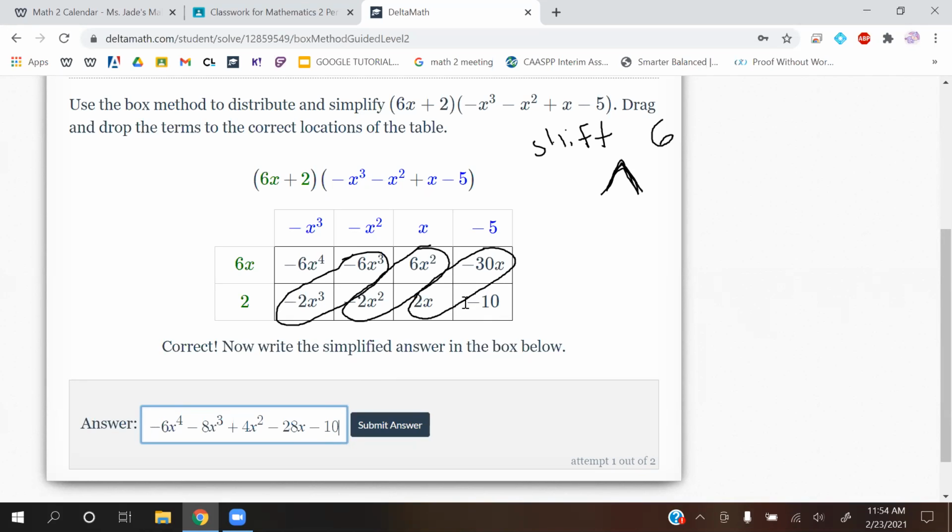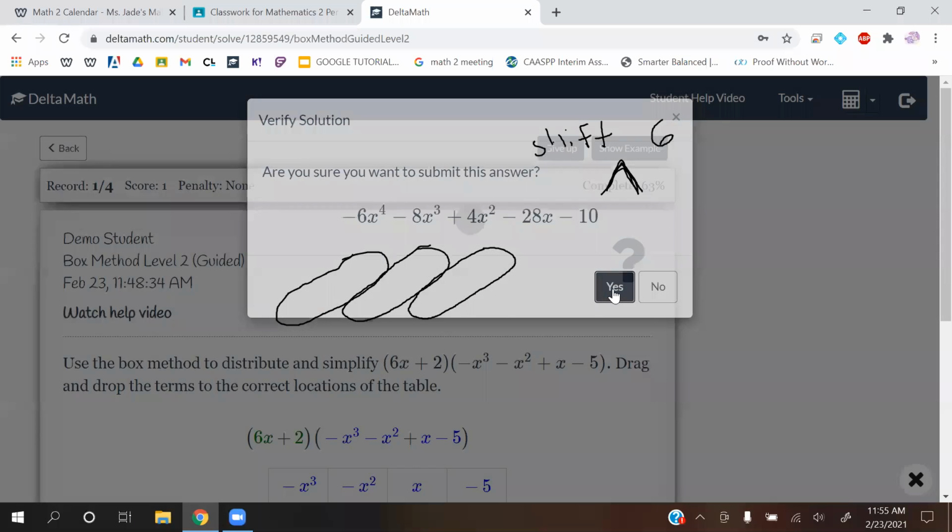It doesn't combine with anything because it's just a solo term. So we combine everything with like terms. I'm going to pause here and see if you guys have any questions. Submit. Yes.